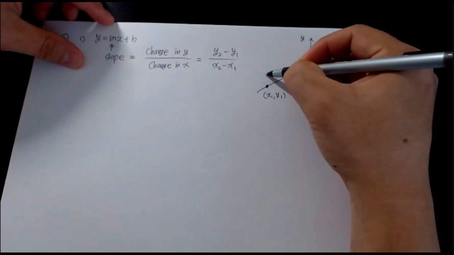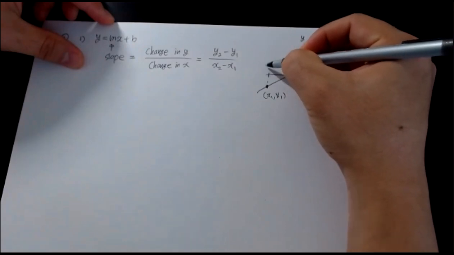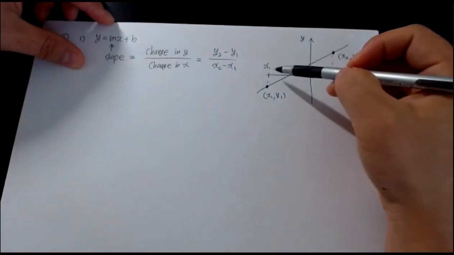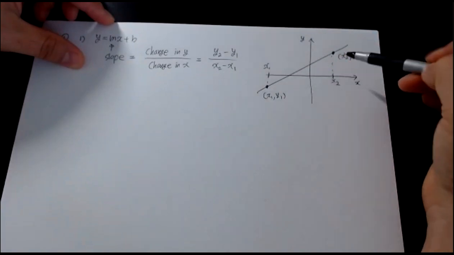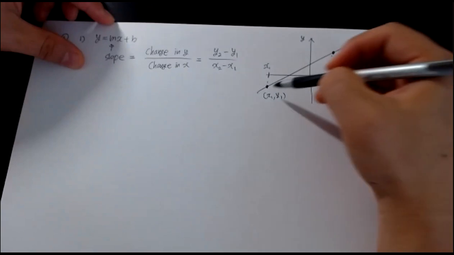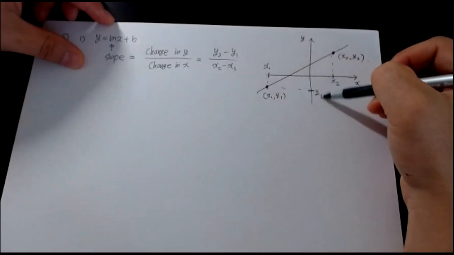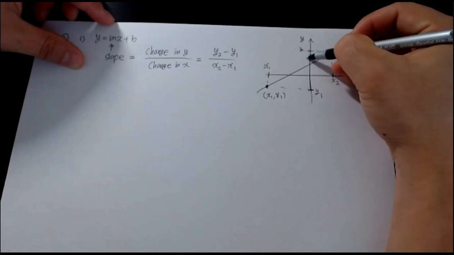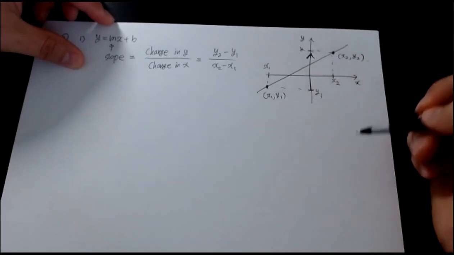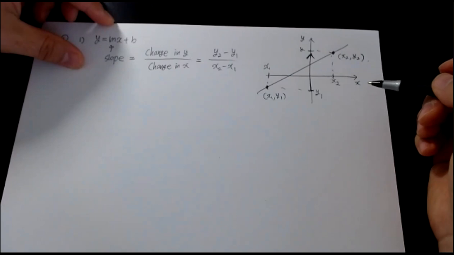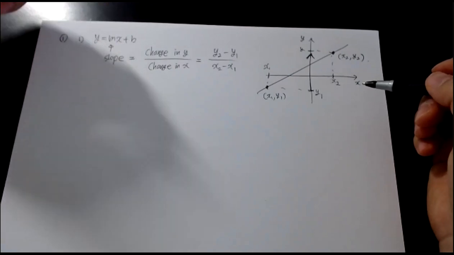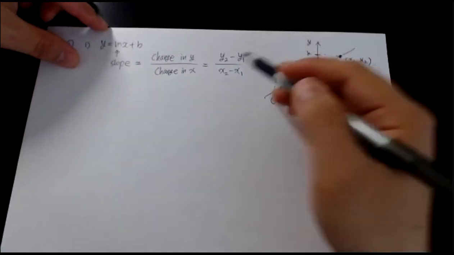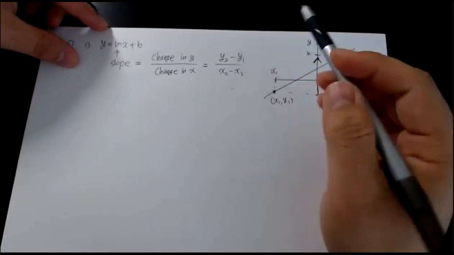So while x is moved to, here's x2, x1, right? Here's x2. So while x is moving from x1 to x2, what happened to y value? Because y value changed from y1 to y2, right? So y value is increase, right? Increase. Okay. So keep in mind this: we're gonna measure the change in y while x is increase.